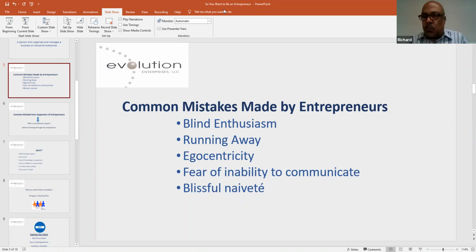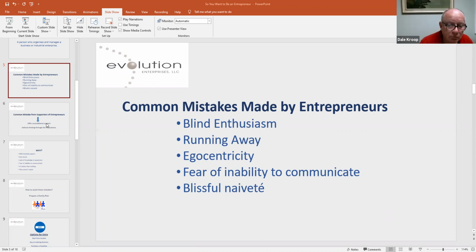The would-be entrepreneur isn't really accustomed to discussing openly with their supportive other how the business may affect their relationship or lifestyle. And that's a big, big mistake. Blissful naivete. That pretty much says what it is, that basically the would-be entrepreneur is completely unaware how the prospective business will affect concerns and problems until they actually arise. So that's blissful naivete. Now, on the flip side, those are mistakes that the would-be entrepreneur makes.